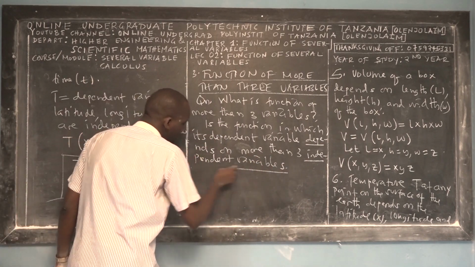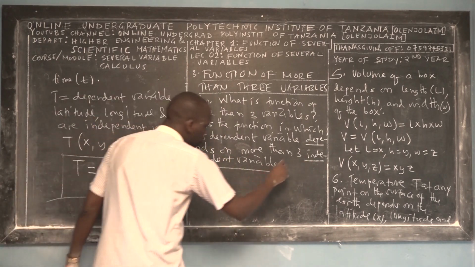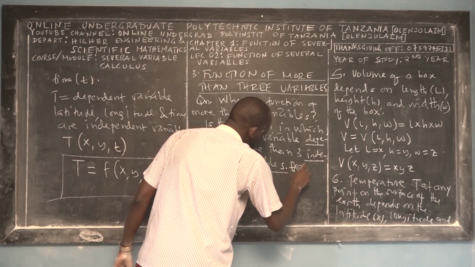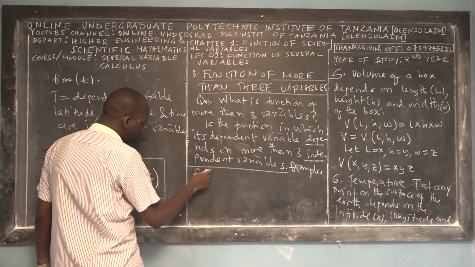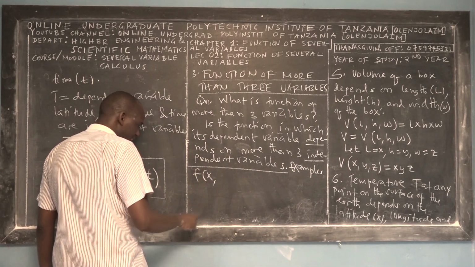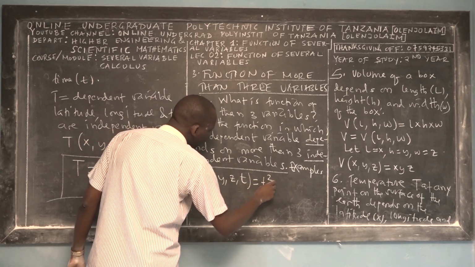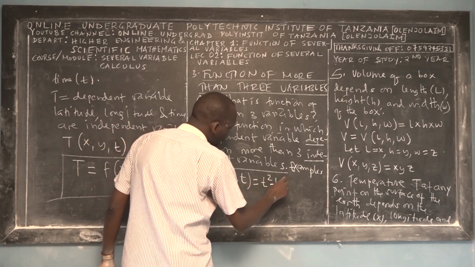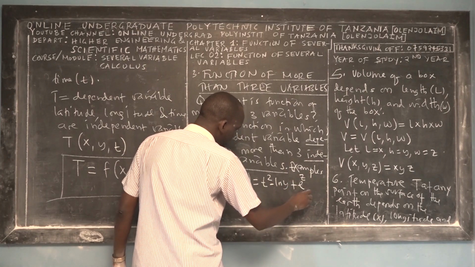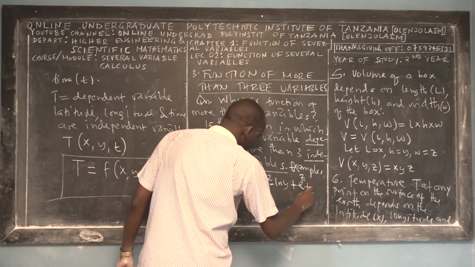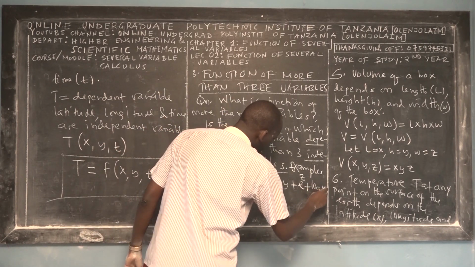So a function can depend on more than three independent variables. Examples: of course, we learn mathematics by examples. You can have a function f of x, y, z, t, where here we have t squared minus ln of y plus e to the power z, plus log of x.